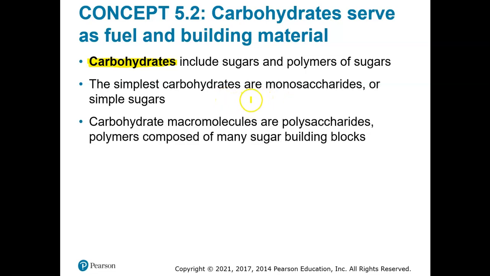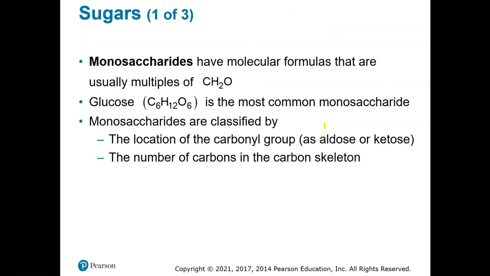called polysaccharides. So the monomers of carbohydrates are monosaccharides, or simple sugars like glucose and fructose. And the polymers of carbohydrates are polysaccharides like starch, glycogen, cellulose, and we'll go over some more of those. So monosaccharides, mono means one and saccharide means sugar. So monosaccharides, like glucose, are just going to be your simple sugars.